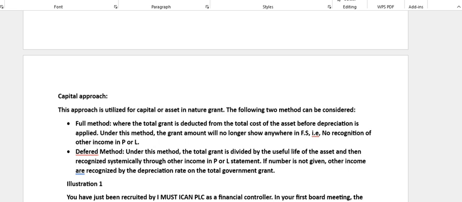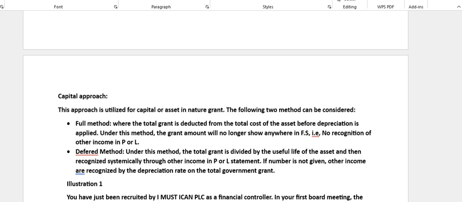Now, under this capital approach, you can also use two methods. Either of the methods is allowed, but you cannot use the two methods at the same time. You can either use the full method or use the deferred method. It's very, very simple. When we talk about the full method, it talks about you deducting the total grant from the total cost of the asset. In other words, you are no longer going to recognize anything like other income in your statement of profit or loss. That is for the full method.